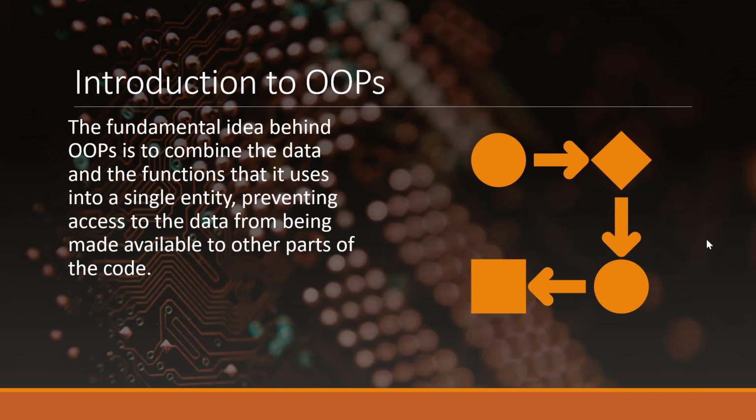Moreover, the fundamental idea behind this object-oriented programming is to combine the data and the functions that it uses into a single entity, preventing access to the data from being made available to other parts of the code. So as an illustration, an object might stand for a person by having attributes like name, age, and address, and even some actions like running, talking, breathing, and walking. In other words, object-oriented programming is a method of modeling actual real life things as well as relationships between them.